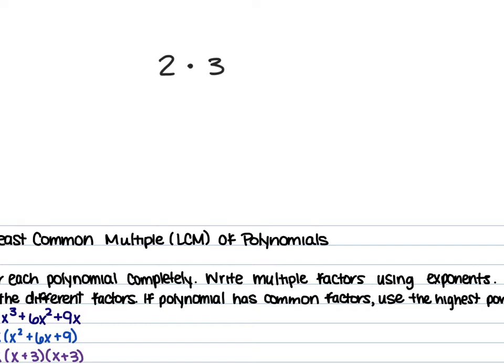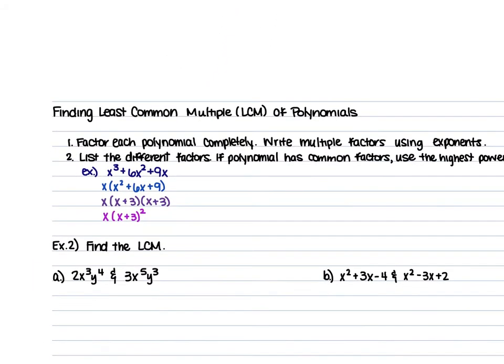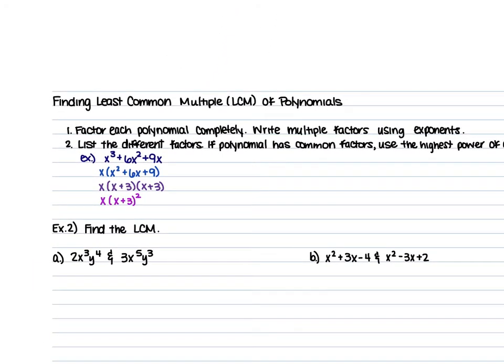It's like finding a common denominator. It's like finding a common denominator for these two numbers. You look for the least common multiple, the smallest number that they will both go into. And that's what we're going to be doing with polynomials as well. We are going to do the same things we always do.